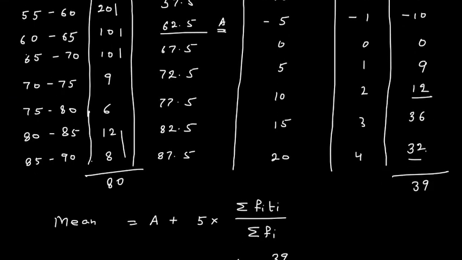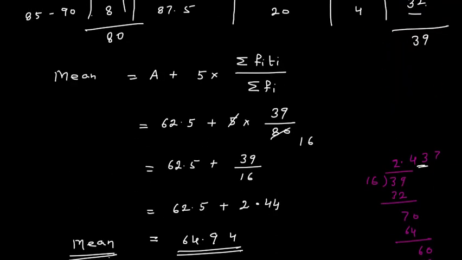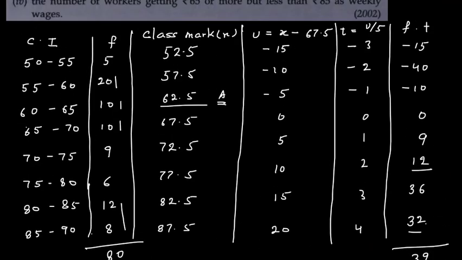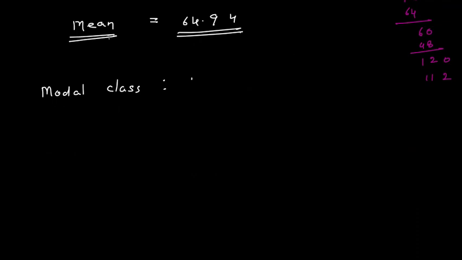Now next what we have to find? Modal class. So here modal class is where you get maximum frequency. So maximum frequency is coming in this 55 to 60 range. So modal class is 55 to 60.